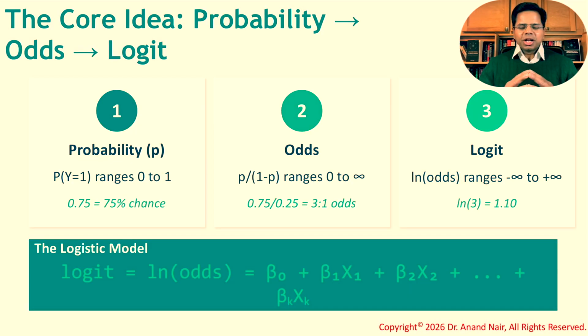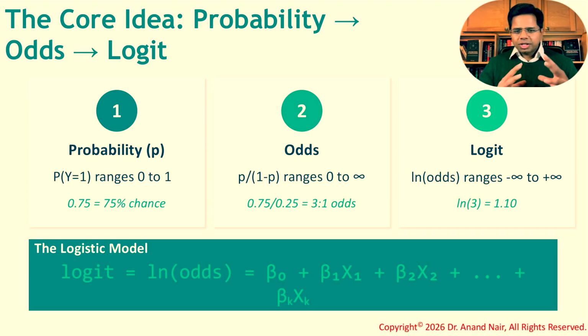Okay, here's the challenge. We want to use a linear equation, easy to interpret, but our outcome is a probability that must stay between 0 and 1. The solution: we transform the probability through a series of steps until we get something that can range from negative infinity to positive infinity. Then we can use our linear equation. Step 1. We start with probability P. If there's a 75% chance a customer accepts an offer, P is equal to 0.75, but P is trapped between 0 and 1.